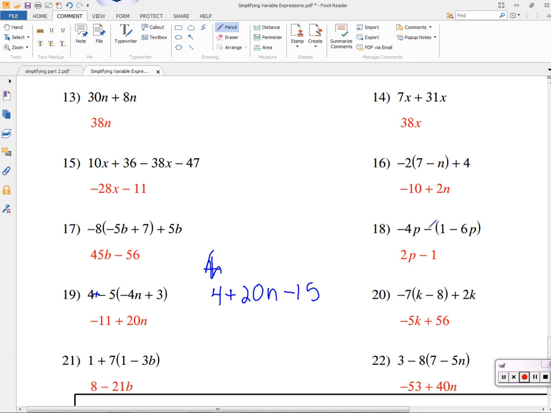Now about number 18. What if we get this negative in front of the parentheses? What do we think about that, Josie? It's negative 1, so there's a whole 1 there. Exactly. So now it's almost exactly like 19. The 19 is just a number here, not a variable. So we just distribute that negative 1, just like we did the negative 5. Find like terms, combine those like terms.